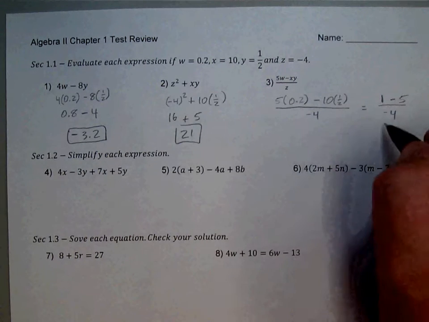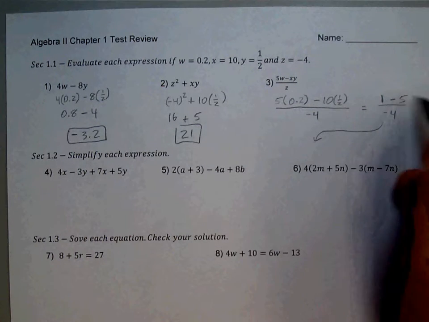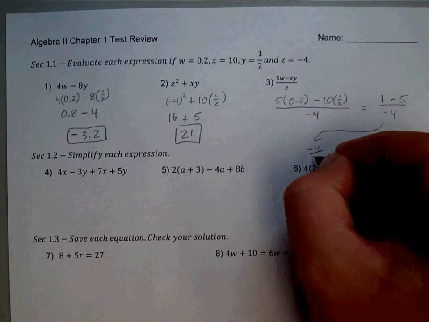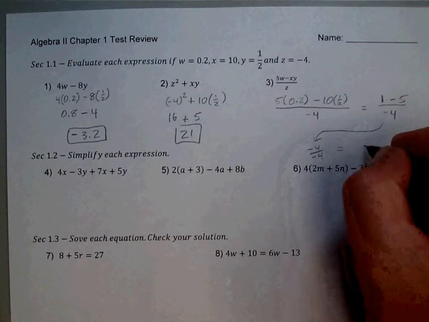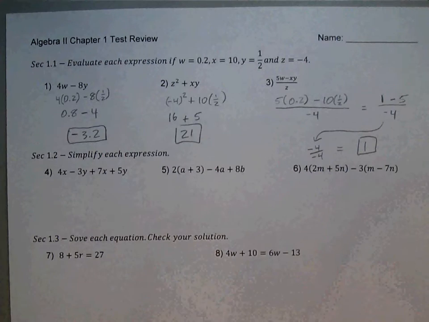I'll come down here now. 1 minus 5 is negative 4, so I have negative 4 over negative 4. Negative 4 divided by negative 4, which is a positive 1.